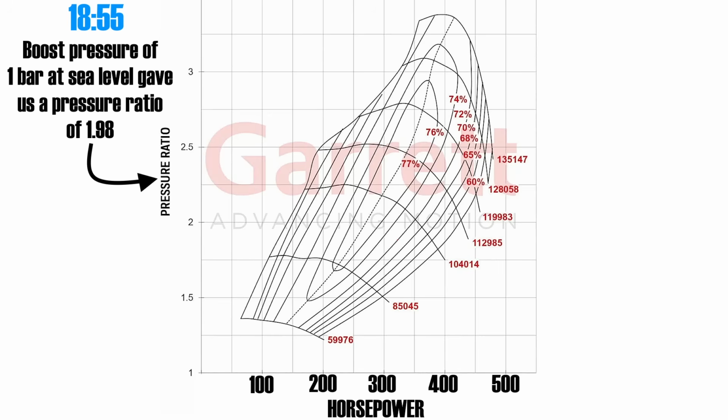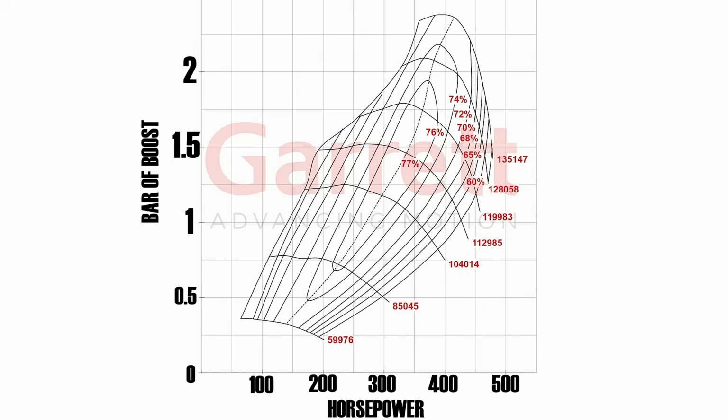That means we can convert pressure ratio into turbo boost. So a pressure ratio of 2 is 1 bar of boost, or 14.5 psi. 2.5 is 1.5 bar of boost, and 3 is 2 bar of boost. Again, not 100% accurate, but very, very close. These are your efficiency islands.